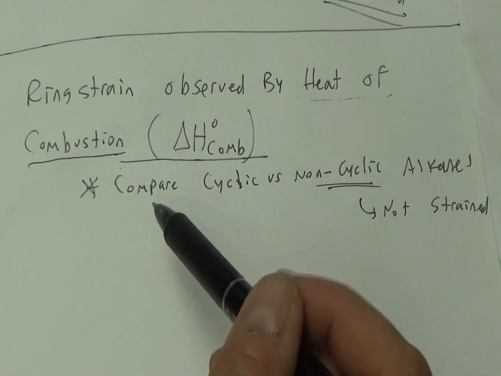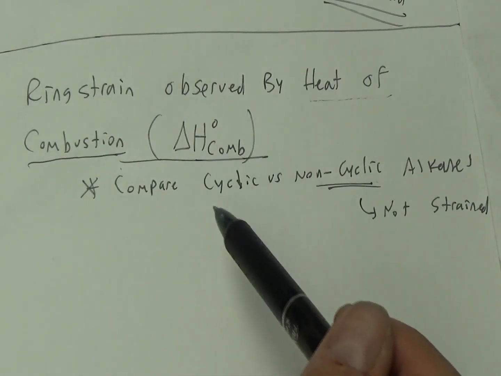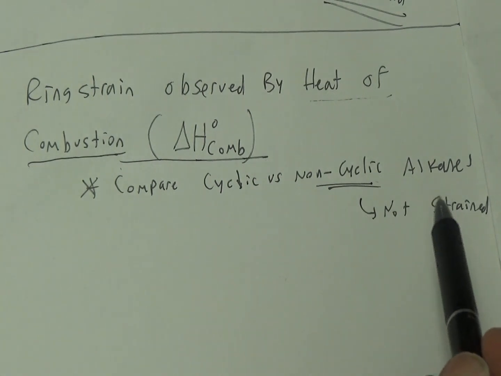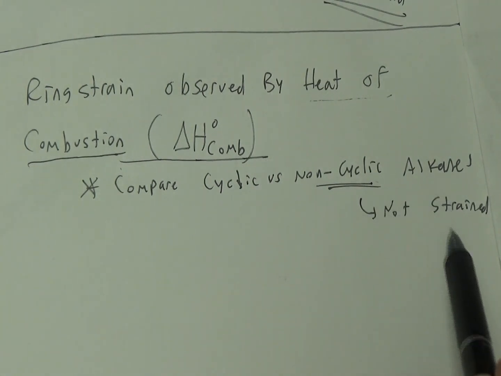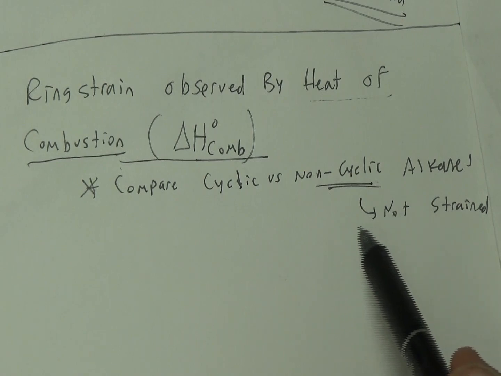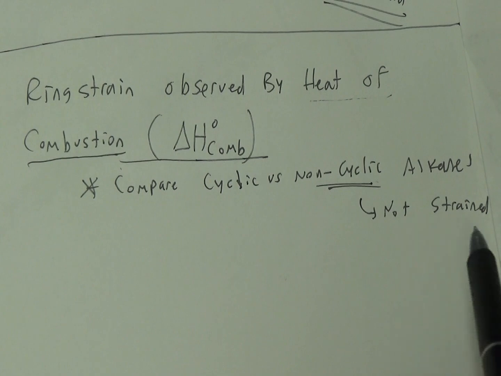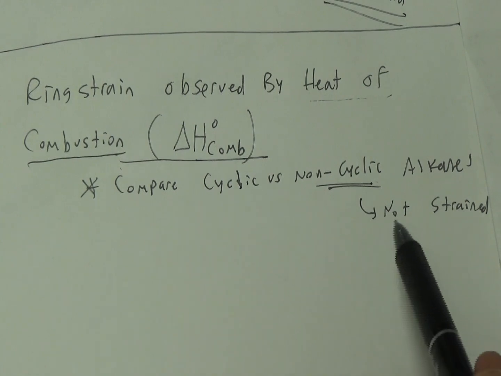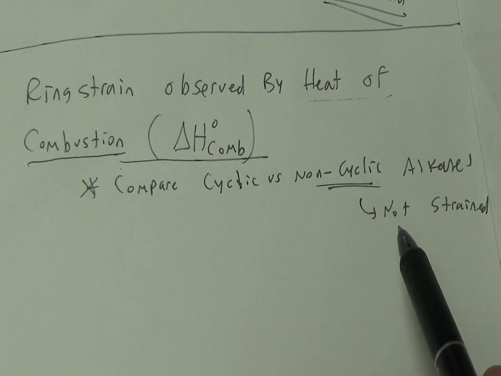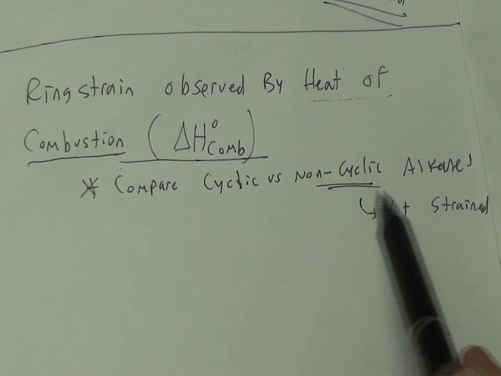Okay, so what we're going to do is compare cyclic versus non-cyclic molecules, and the trick is that non-cyclic molecules are not strained, right? If we think about ethane, propane, butane, pentane, those don't have any kind of ring strain because they're not rings, right? But you can burn them. We know we can burn alkanes, and they're used as natural gases. That's how we heat our homes and stuff, right? Alright, so we're going to compare cyclic versus non-cyclic alkanes.